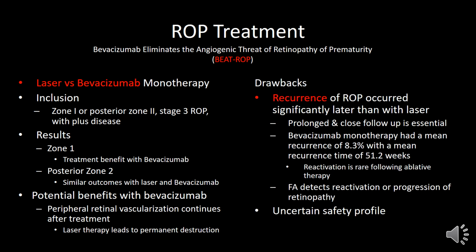A significant drawback of bevacizumab treatment is recurrence of ROP. Recurrences occurred significantly later with bevacizumab than with laser therapy. Therefore, prolonged and close follow-up is essential. Infants treated with bevacizumab have an incidence of recurrence of 8.3% and a mean recurrence time of 51 weeks. In contrast, ROP reactivation is rarely seen following ablative therapy with laser.